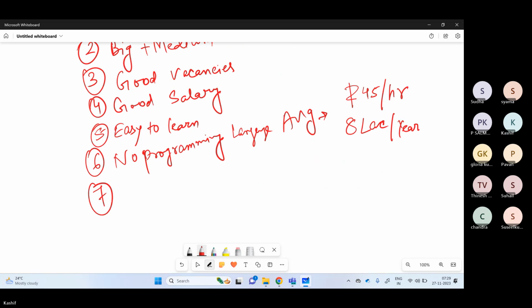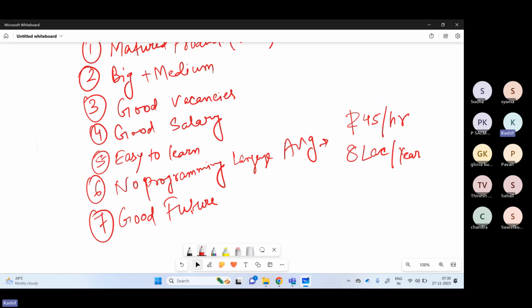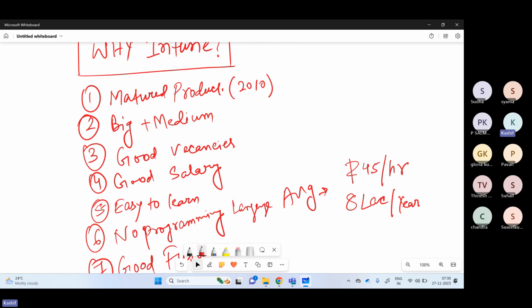Point number 7, good future as well. Microsoft is focusing more and more on this product. Every month they are releasing new versions, adding more and more features into Intune. That's the reason the scope is getting expanded and features are getting added. So you have a good future in this. These are the factors why you should learn Intune.